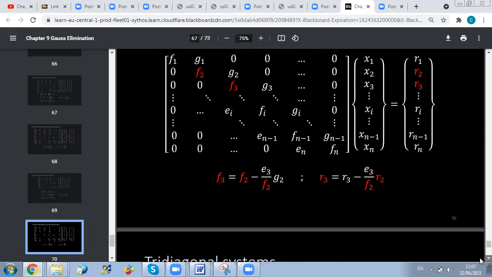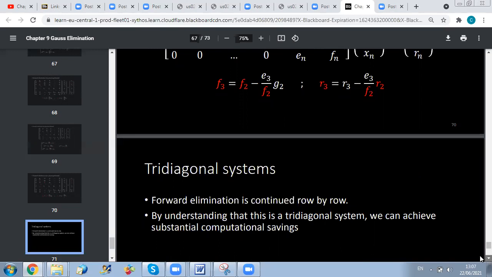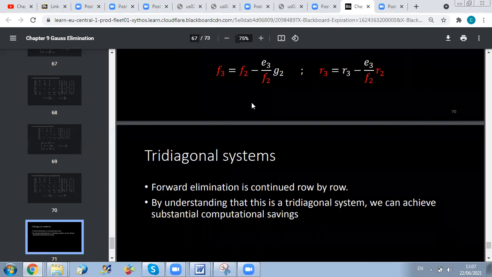Okay, so in this way, once you find your upper triangular matrix, once you create it, then the backward solution will be very simple also. This is an interesting type of system, tridiagonal systems, because they will help you reach a solution in a faster way. So you will have substantial computational savings, and you can face such matrices in a lot of engineering applications. This is why we went over them.